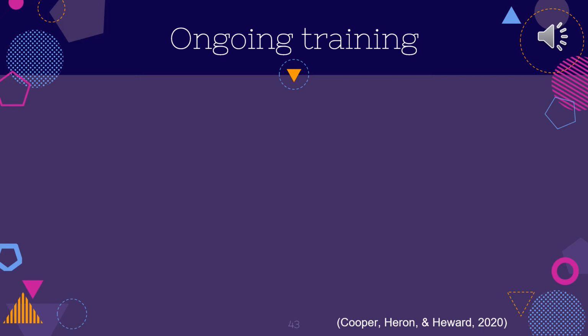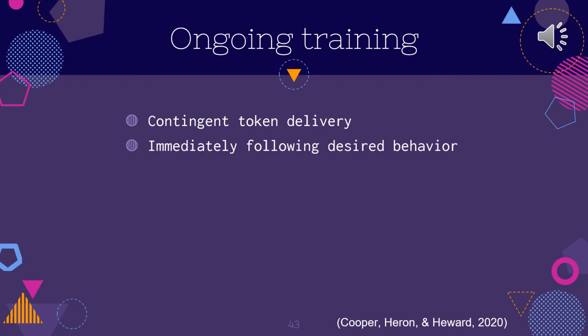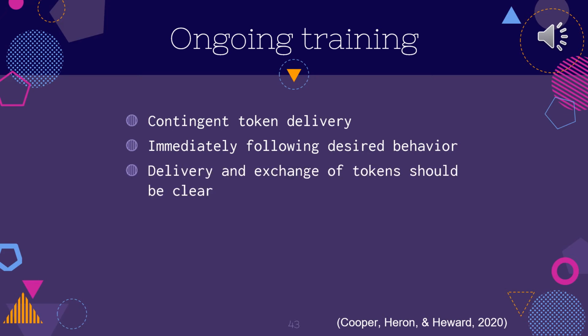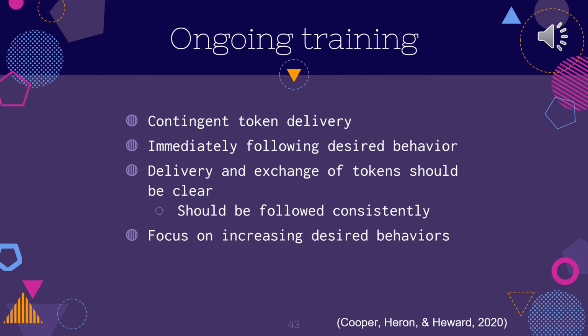Ongoing training should be done as well. To be in line with reinforcement, tokens should be delivered contingent on behaviors. They should also be immediately following the desired behavior. For effective reinforcement, delivery and exchange of tokens should be clear, and it should also be followed consistently throughout token exchange. You should also have a primary focus on increasing desired behaviors. Next, we will be watching a short video on how to make your token economy as successful as possible.